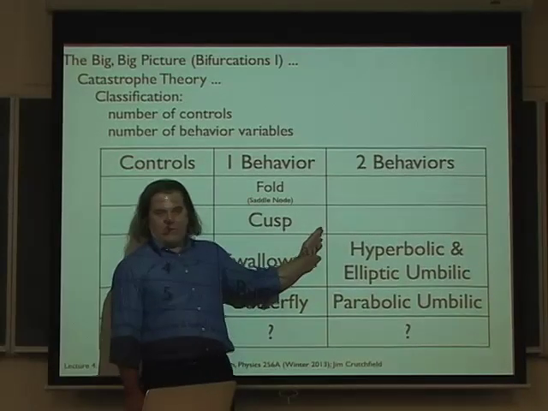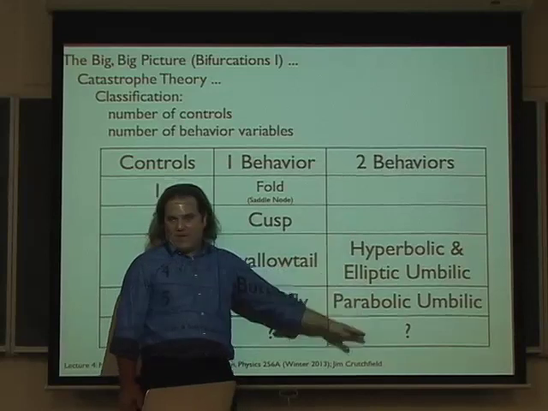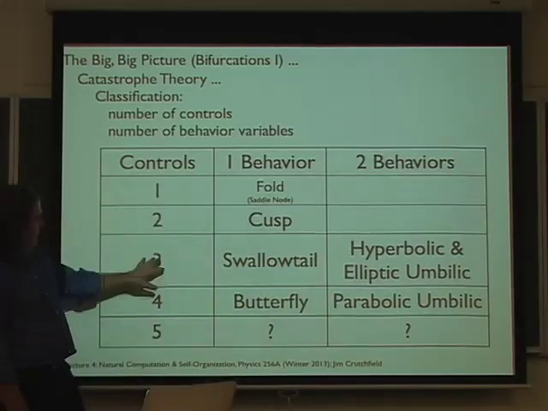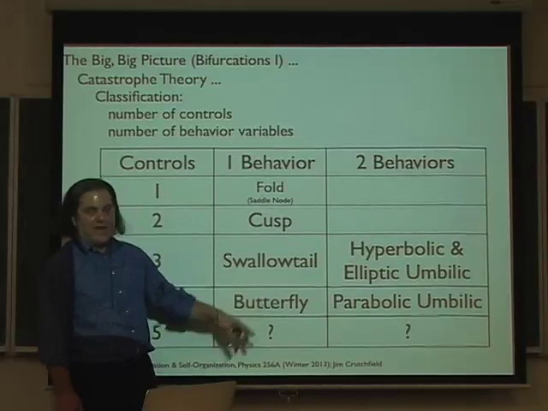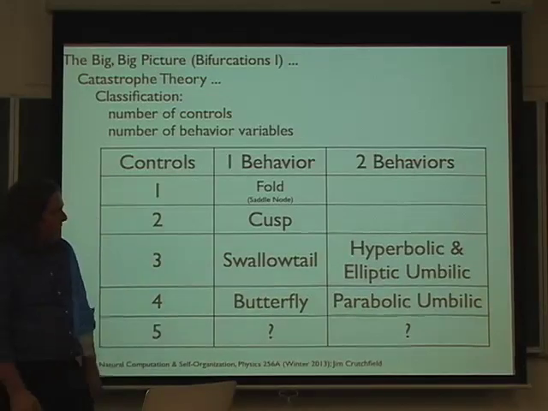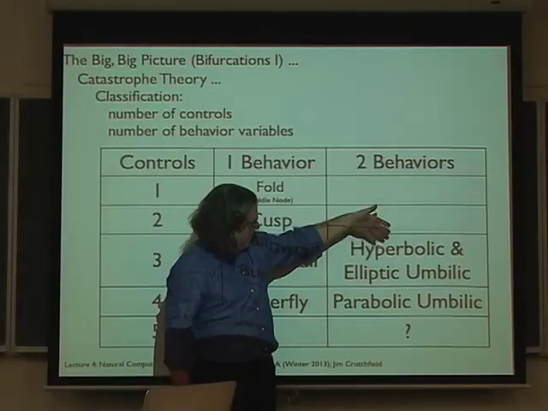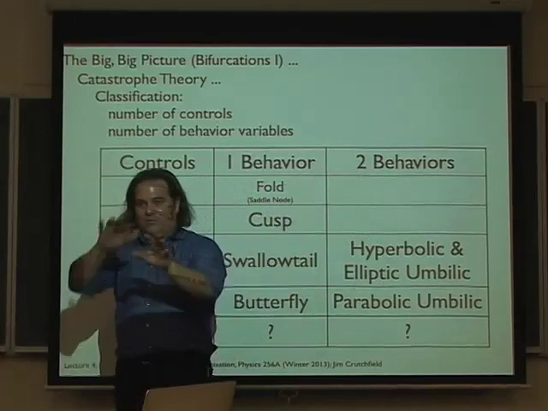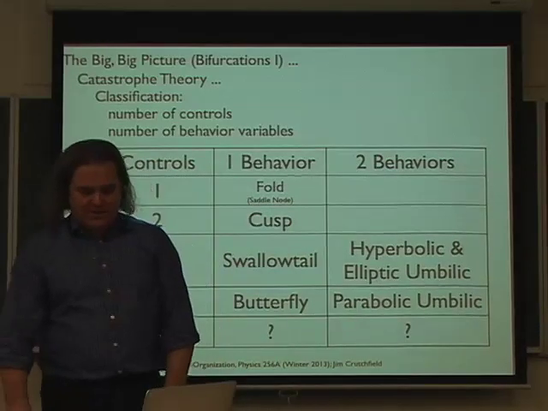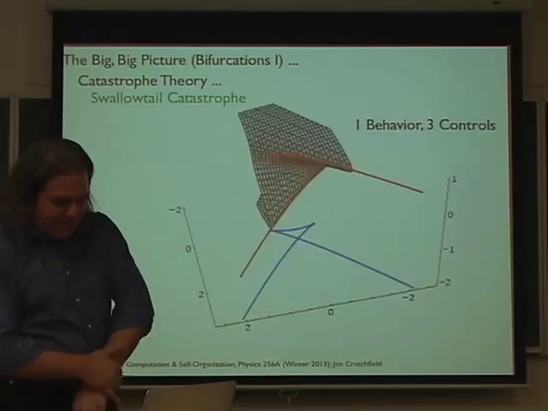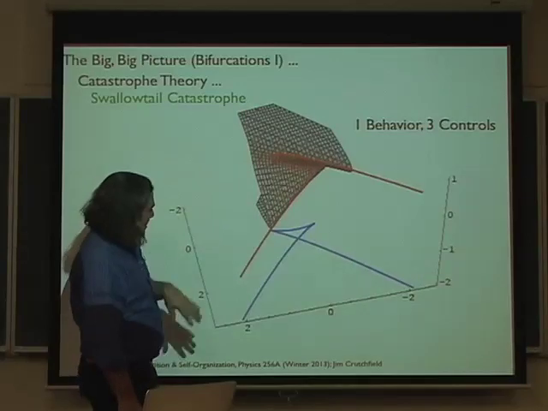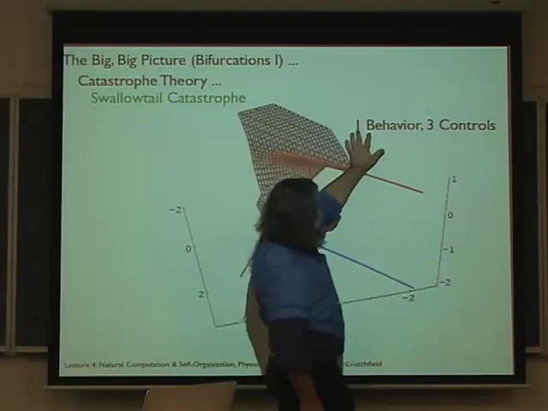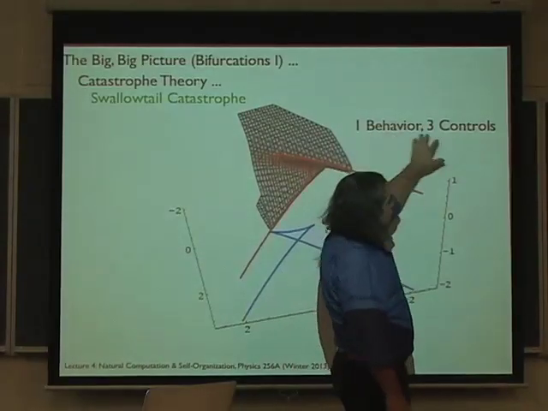And they were not short on cleverness of names for these different surfaces. 3 controls, 1-dimensional differential equations, we have swallowtail, butterfly behavior surfaces, and so on. In 2-dimensional systems, hyperbolic, elliptic, and parabolic umbilic surfaces, and so on. Quite picturesque. So here's kind of a rogues gallery of some of these things. The swallowtail catastrophe, again, we have 1 behavior, so we're just looking at 1-dimensional differential equations with 3 controls.